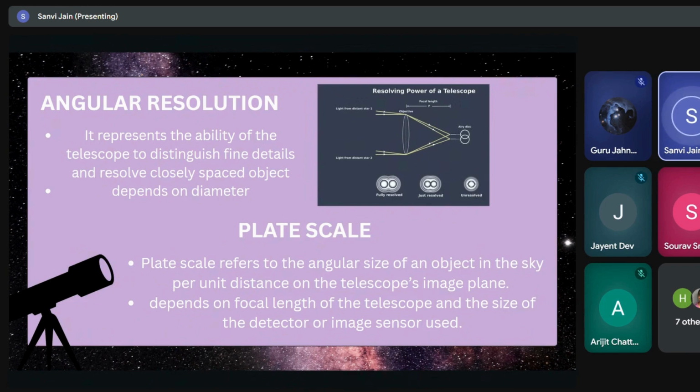If you want to study the craters on the moon, you will need a small plate scale, whereas if you want to capture the entire Milky Way, you have to go big.